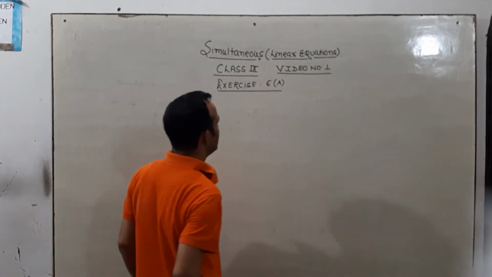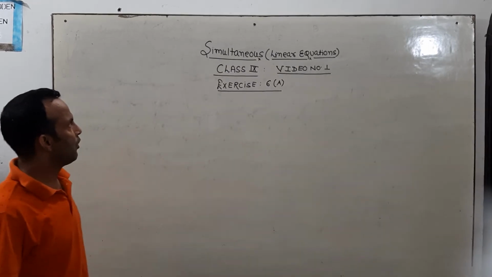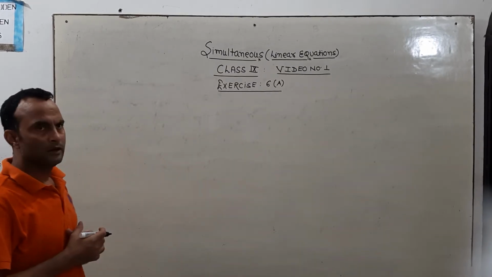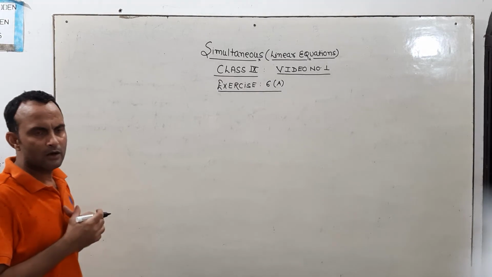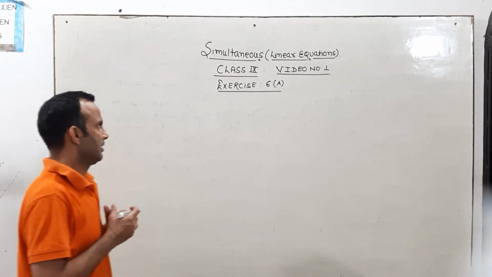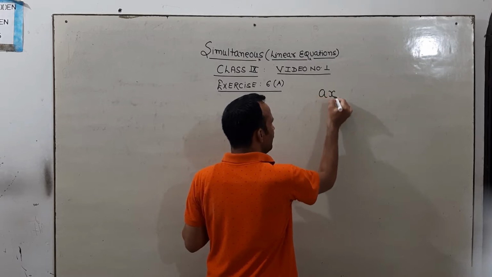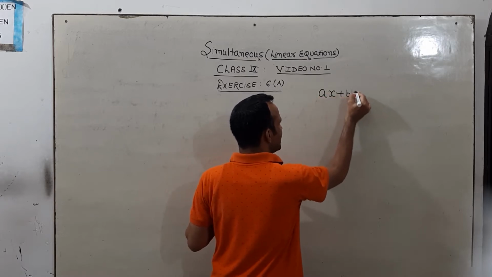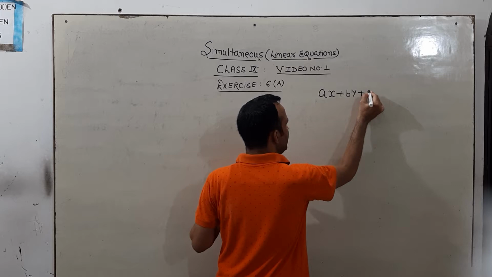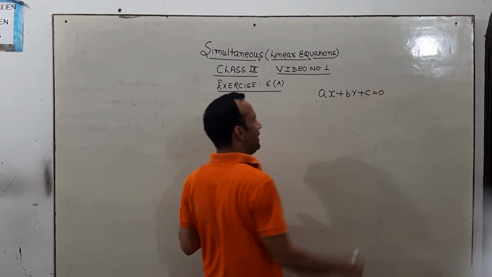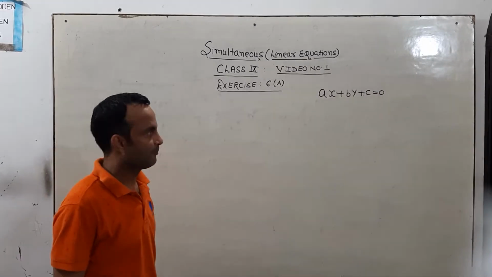Before proceeding, I want to clear the meaning of the simultaneous linear equation. First see here. Any equation which is in the form ax plus by plus c is equal to 0 is said to be a linear equation.